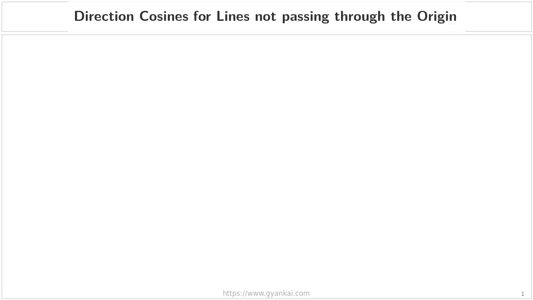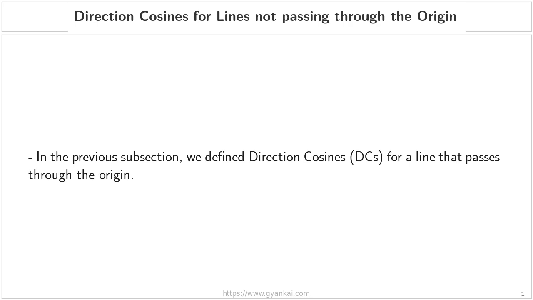Direction cosines for lines not passing through the origin. To start, let's quickly recap what we've already covered. In our previous subsection, we learned how to define direction cosines, or DCs, for a line that specifically passes through the origin. That was a great starting point, but it was a bit of a simplified case.